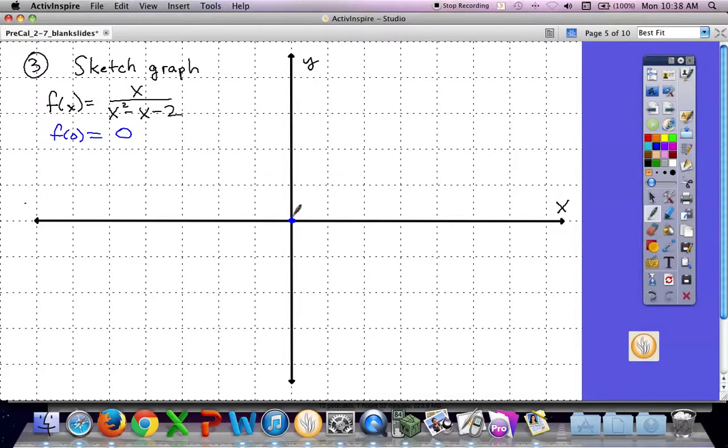Okay, find the zeros of the function. Set the numerator equal to 0. Okay, but the numerator is only x. So if I set it equal to 0, x equals 0 is the zero. And we already have that point.